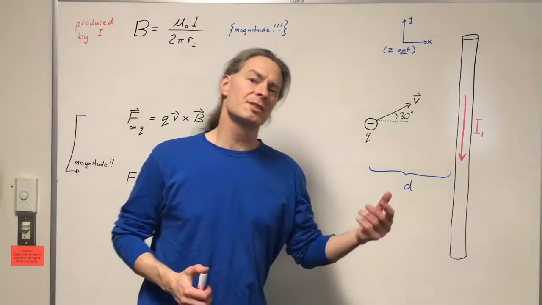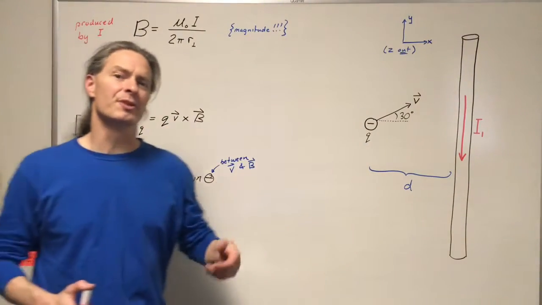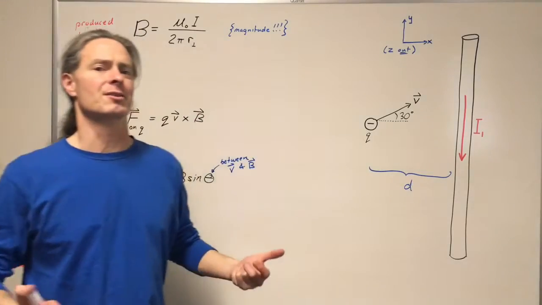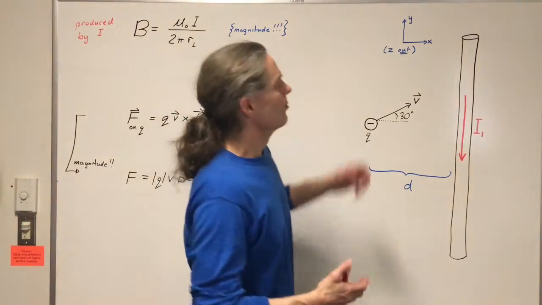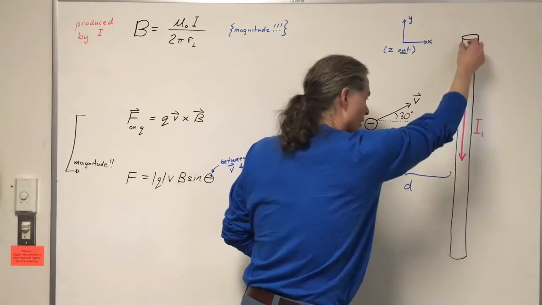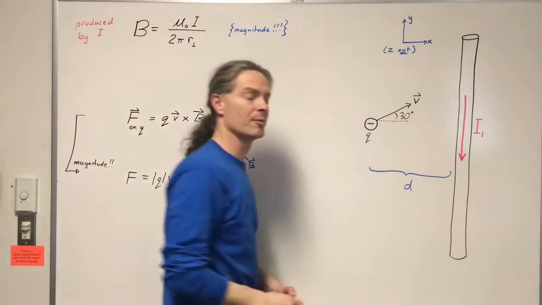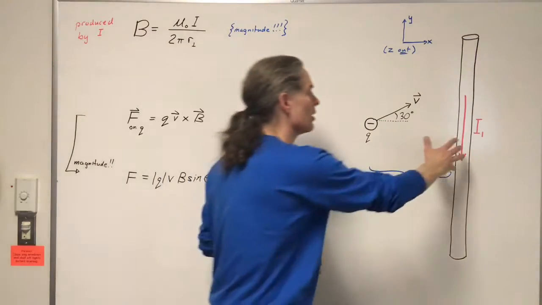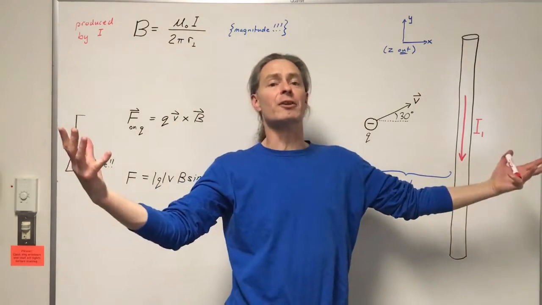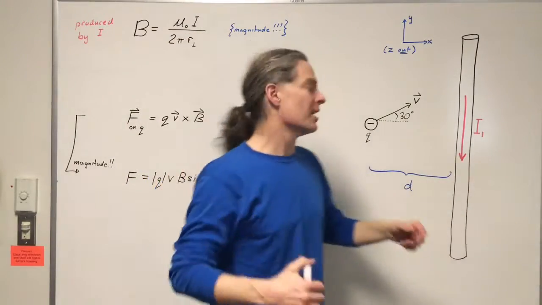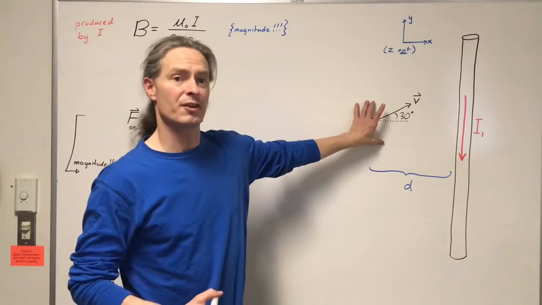Hi everybody. In this video I want to do an example that illustrates both parts of the field concept for magnetism. In this example we have a long current which I'm labeling I1, and the current is heading down toward the bottom of the board. This current produces a magnetic field everywhere, including here. That field then exerts a force on this moving charge.